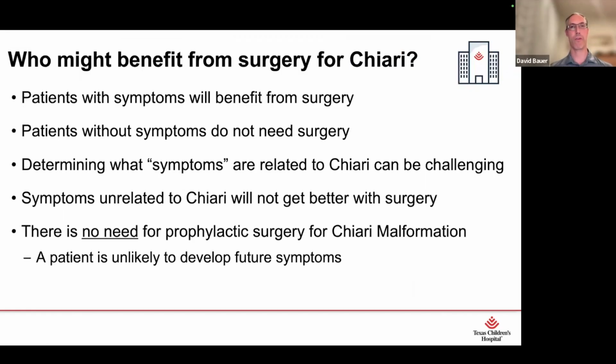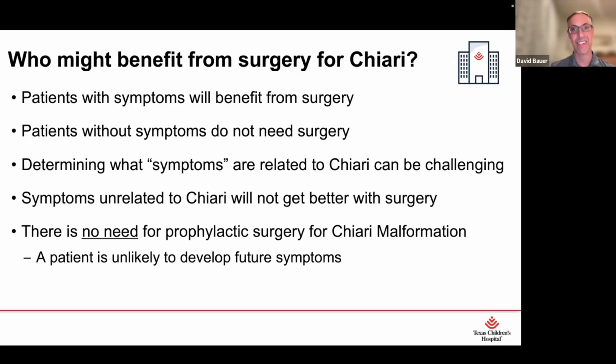Who might benefit from surgery for Chiari? Well, patients with symptoms will benefit from surgery, and patients without symptoms do not need surgery. But determining what symptoms are related to Chiari can be challenging because there are overlapping symptoms. I've had patients with Chiari malformation and migraine headaches, and I counsel my patients before surgery that the headaches in the back of the head with activity will get better, but the surgery will not help the migraine headaches, and we'll probably need to treat those with medication. And so symptoms that are unrelated to Chiari will not get better with surgery.